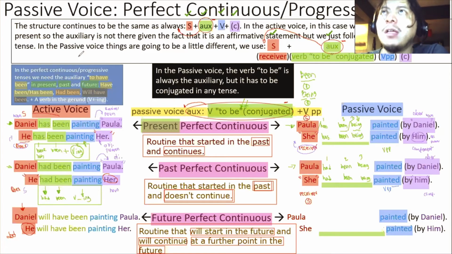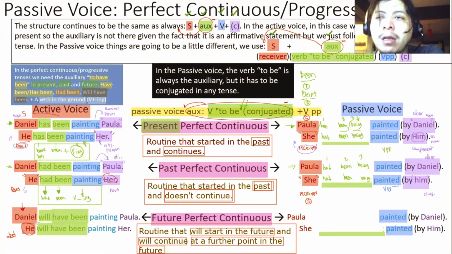The auxiliary of the present perfect continuous is have been in the present, so have been or has been. The past perfect continuous is have been, but in the past, had been. The future perfect continuous is have been, but in the future. We cannot say have been in the future. The only way to do that is to say will have been. Yes, will have been. My auxiliary for the future is will have been.